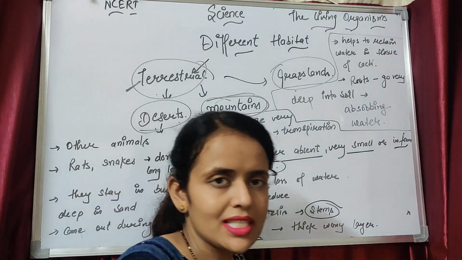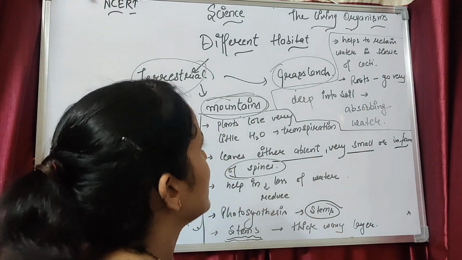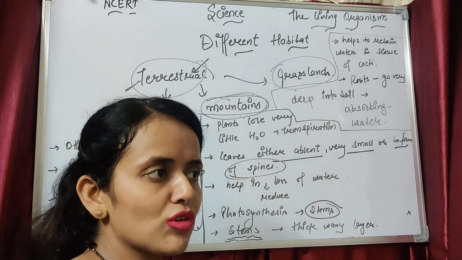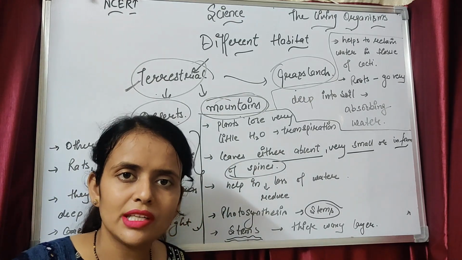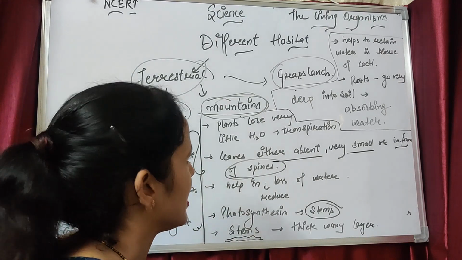Due to this thick waxy layer, they help to retain water in the tissue of cacti. If they retain water in the tissue of cacti, then the plant will take the water from the tissues and live long without water for some days.